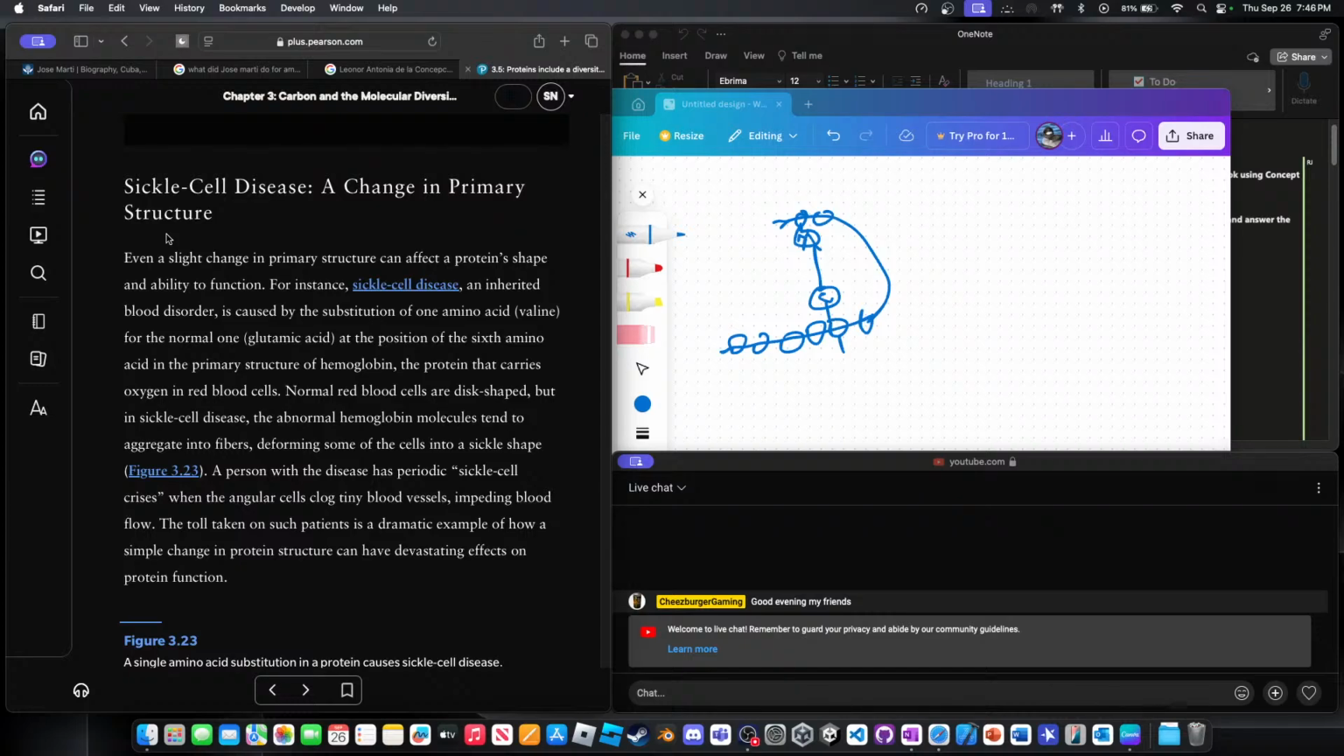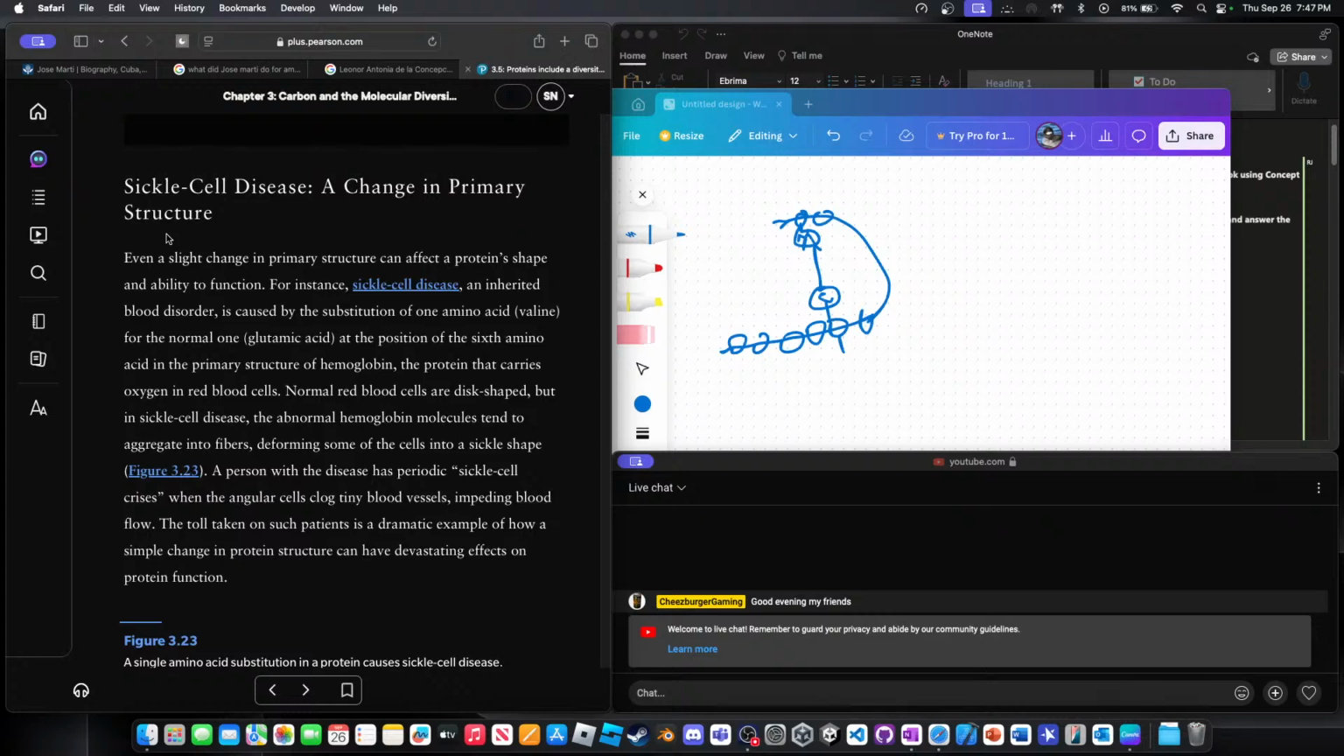Okay, anyways, even a slight change in primary structure can affect a protein's shape and ability to function. For instance, sickle cell disease, an inherited blood disorder, is caused by the substitution of one amino acid, valine, for the normal one, glutamic acid, at the position of the 6th amino acid in the primary structure of hemoglobin.